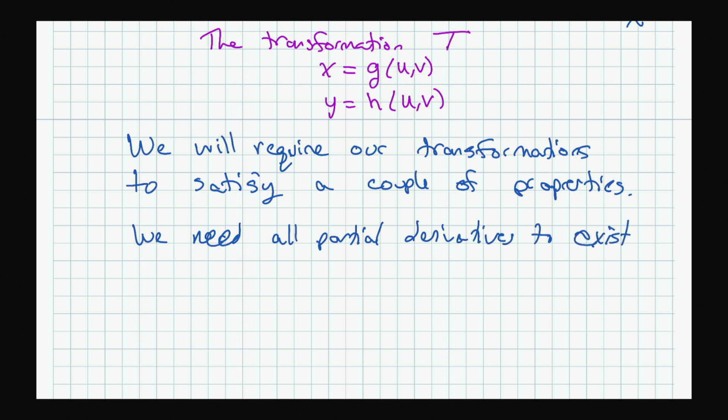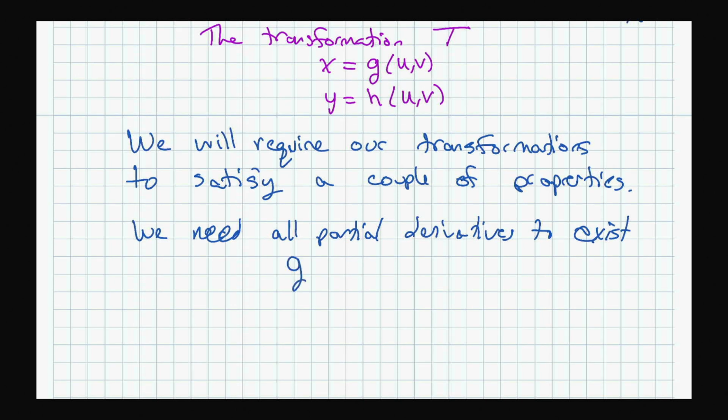So specifically, we're talking about, right, you have the function g, you can take the partial with respect to u. You can take the partial with respect to v. Then there's another function h. You can take that partial with respect to u, that partial with respect to v. So all of those are going to need to exist.